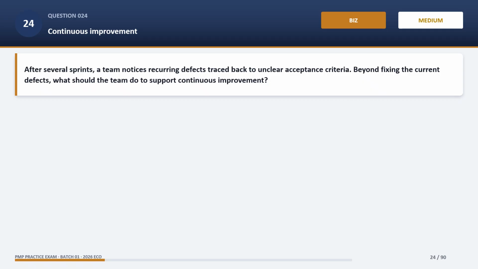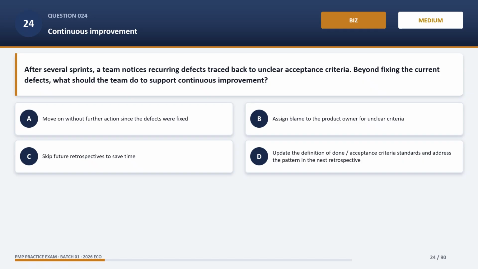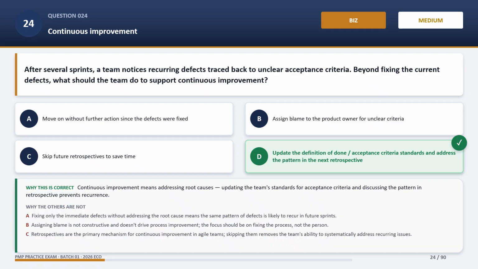Question 24. After several sprints, a team notices recurring defects traced back to unclear acceptance criteria. Beyond fixing the current defects, what should the team do to support continuous improvement? The correct answer is D. Update the definition of done, acceptance criteria standards, and address the pattern in the next retrospective. Continuous improvement means addressing root causes, updating the team's standards for acceptance criteria, and discussing the pattern in retrospective prevents recurrence. Now, why the other options are wrong?